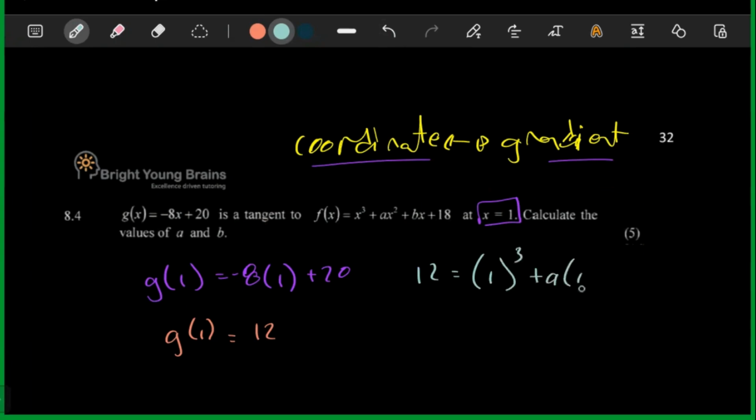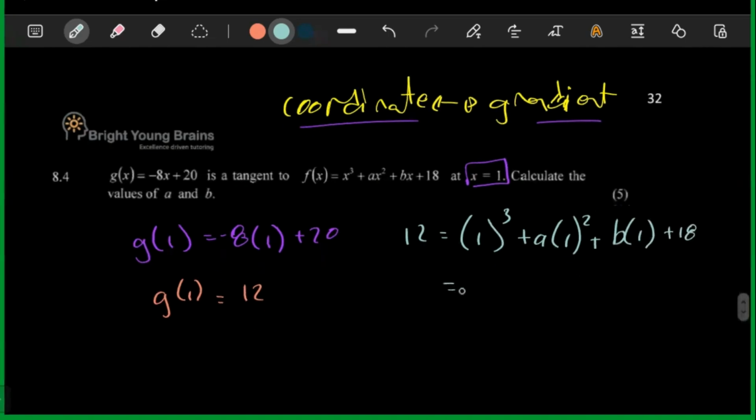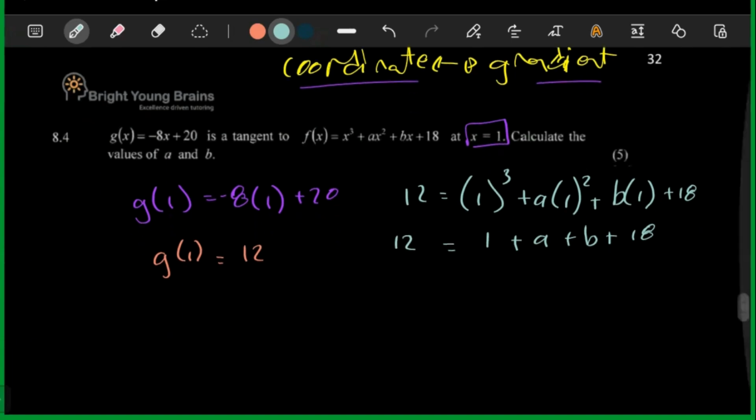The x value is 1, so let's see what we get here. Plus b, 1 plus 18 here. This is an equation that only has a and b, which is useful to us. This is 1 plus a plus b plus 18 equal to 12. Let's maybe isolate a. We can do any. 1 plus 18, that's 19. That 19 goes over, and 12 minus 19 minus b equal to a.